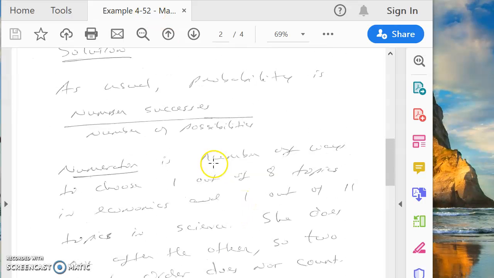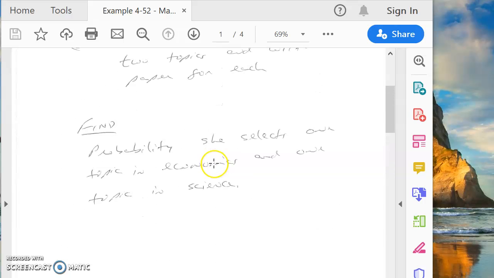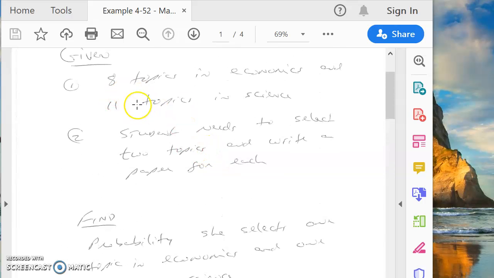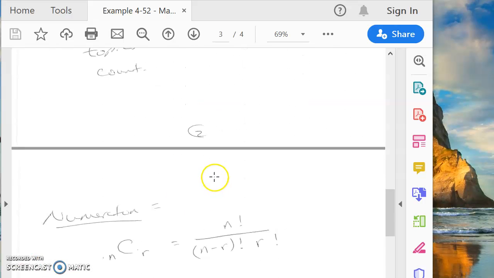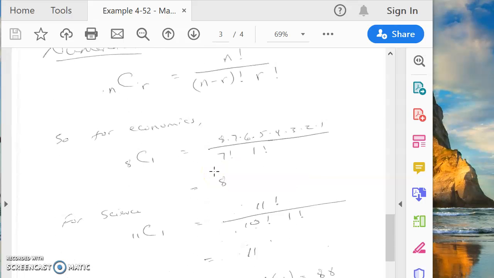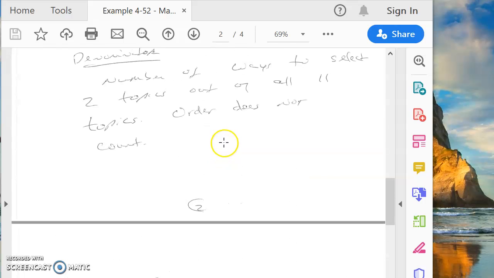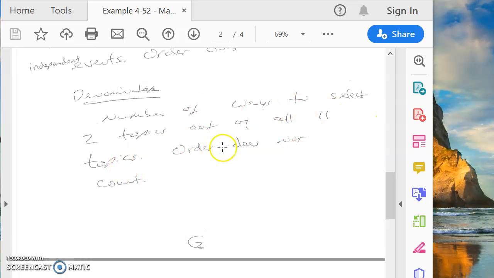That was given to us up here in the given section. 8 topics in economics, 11 topics in science. Okay, so I see I did this really quick, and I see that I made a mistake here. Right here, the number of ways to select 2 topics out of all, it should be all 19 topics. So what I'm going to do is I'm going to cheat here. I'm going to stop. I'm going to fix that. I'm going to scan it, and then we're going to look at that instead.